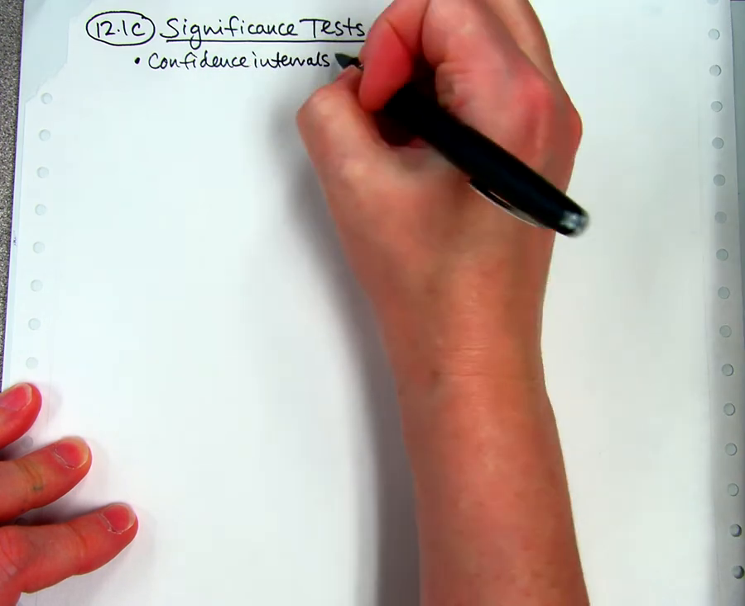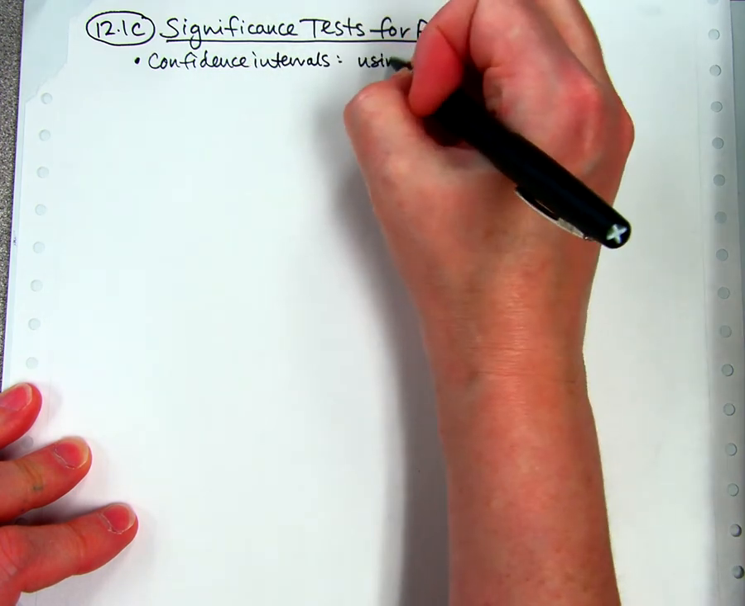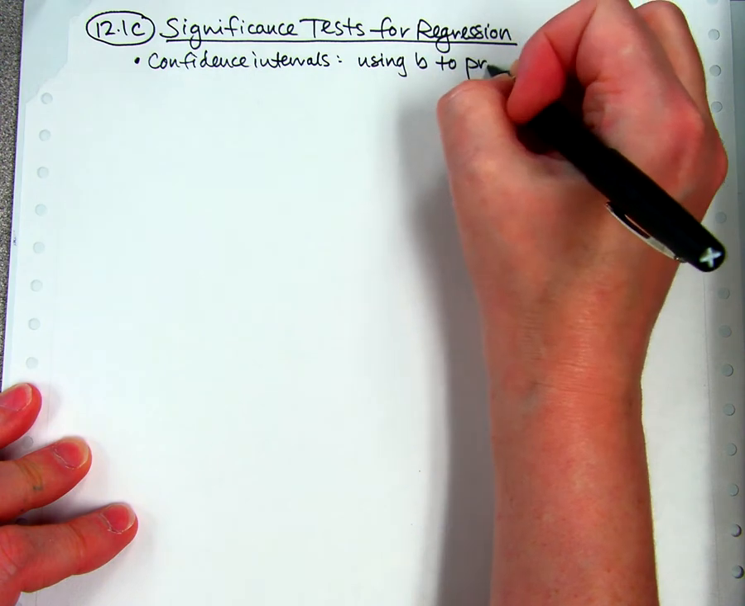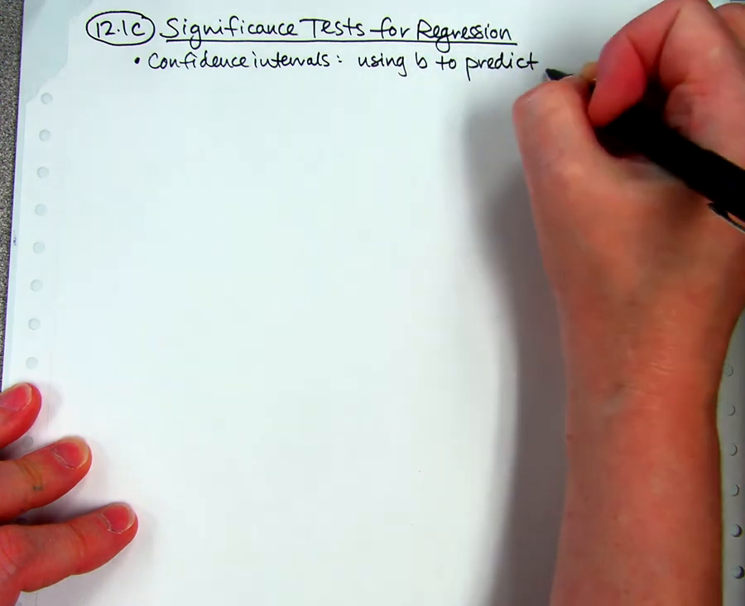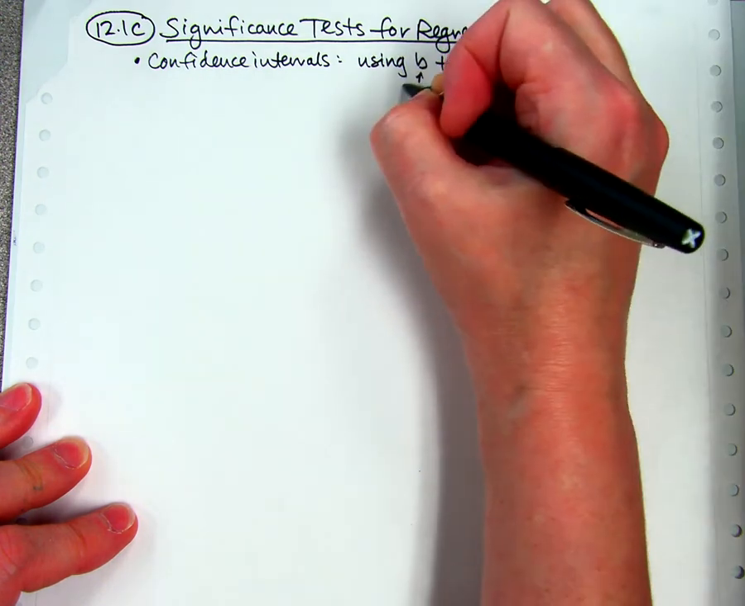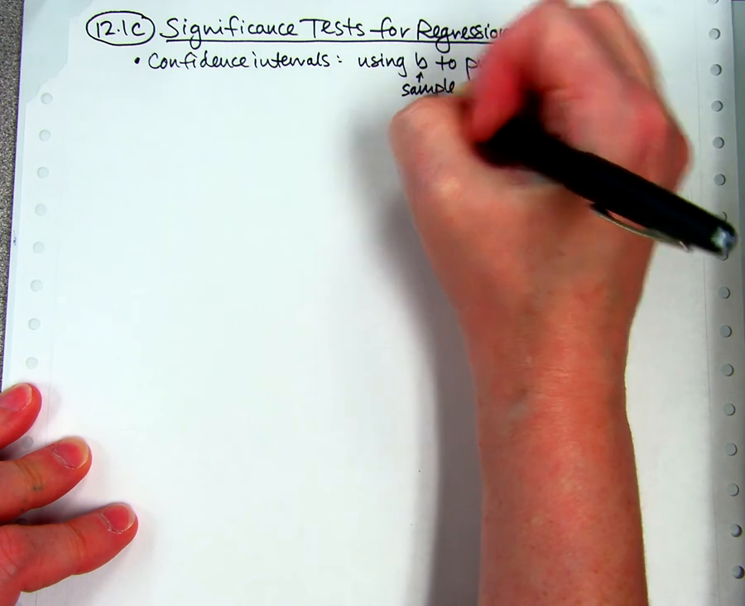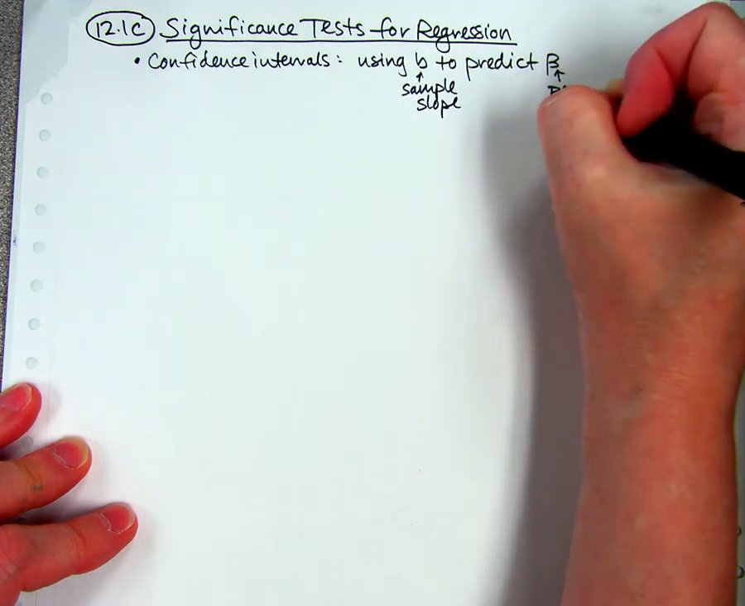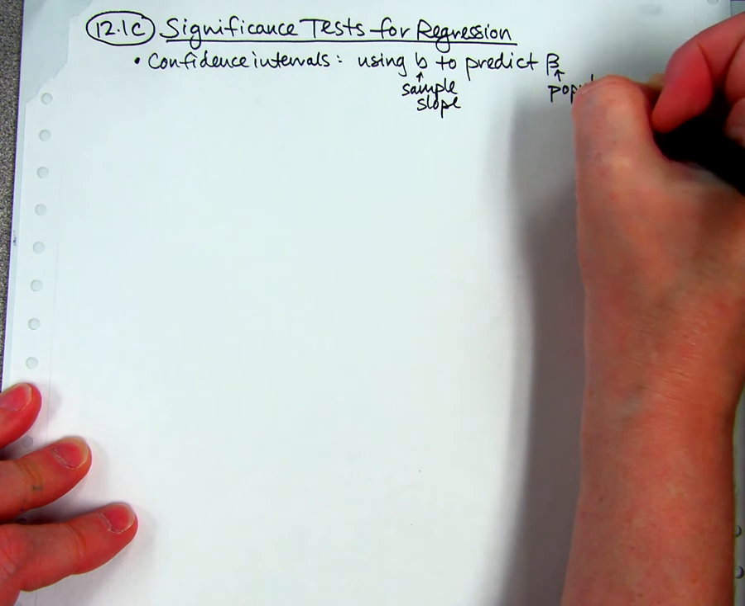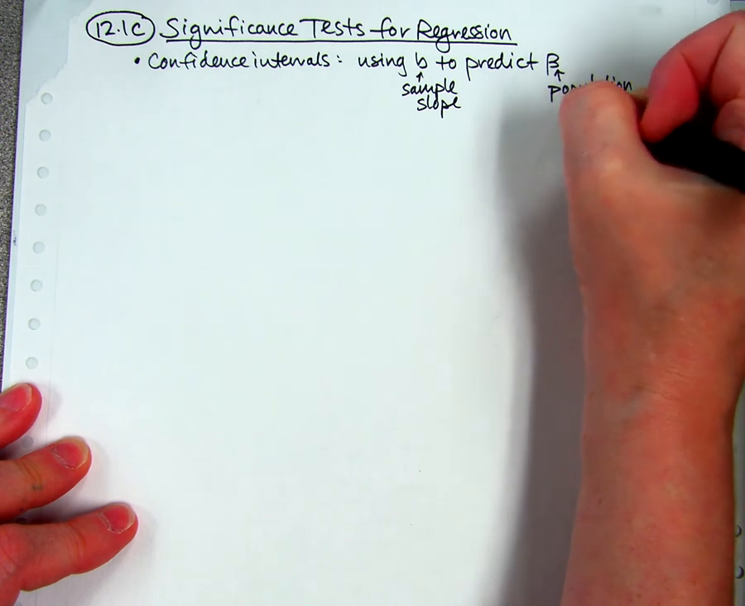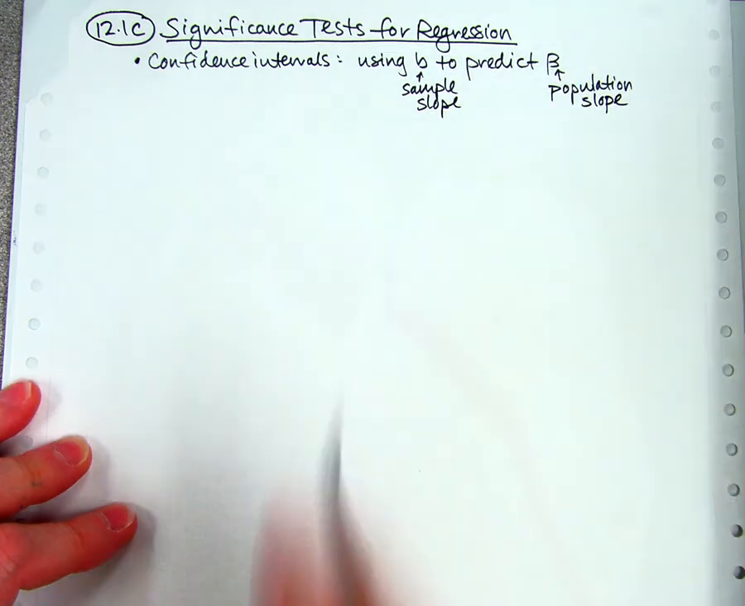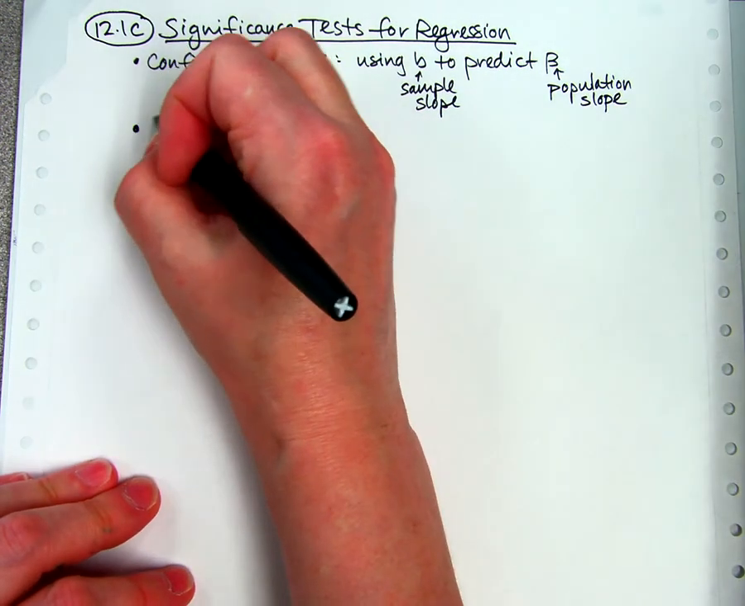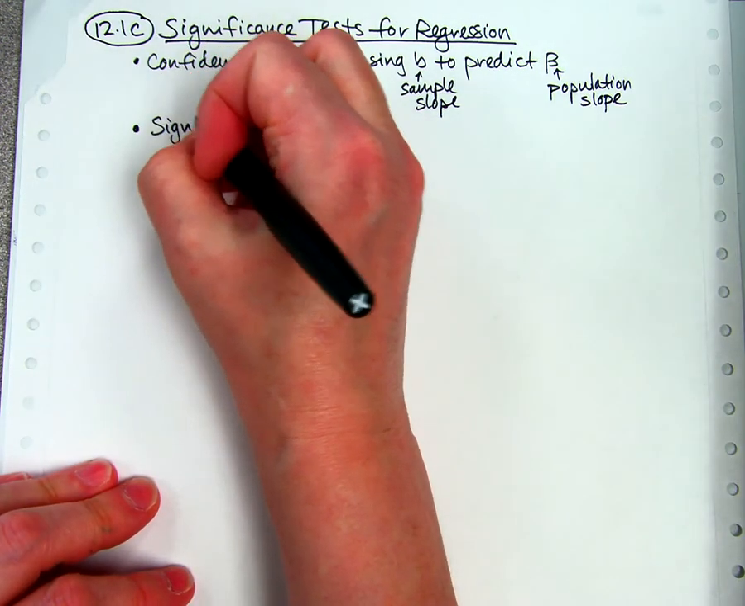for slope, and that was when we were using the sample slope b to predict the population slope beta. Let's label those. And you had a good review of that in the warm-up, so I'm not going to talk about it anymore right now. But now we are shifting to doing significance tests for the same thing.